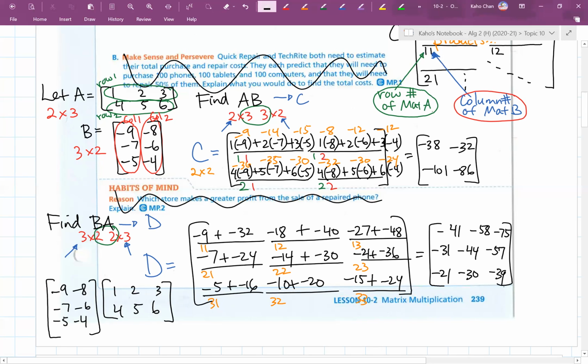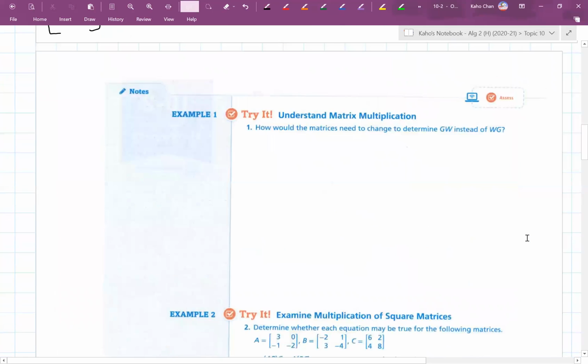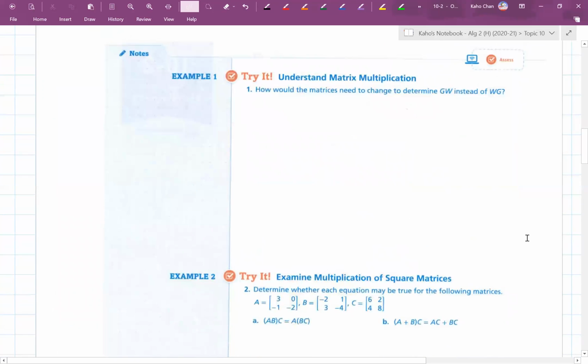All right. Any questions? All right. Let's move on to the next page. This is weird, isn't it? Next page. Here we go. I'm going to go ahead and skip example 1. It's in the textbook, but I think we can skip example 1 for this video. I want to jump to example 2. It's much more interesting.